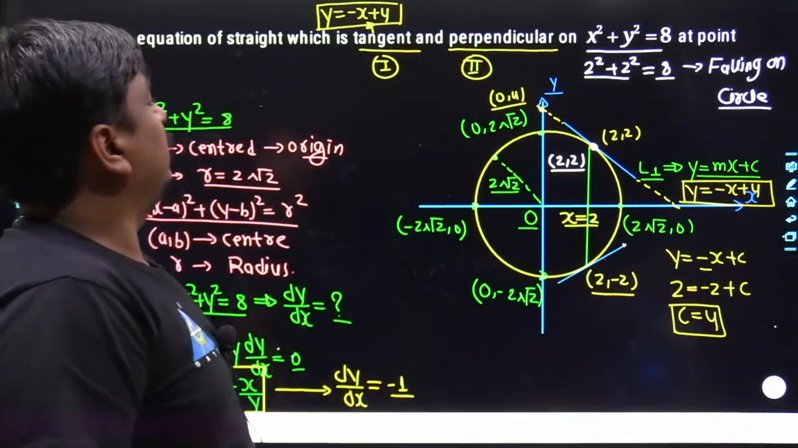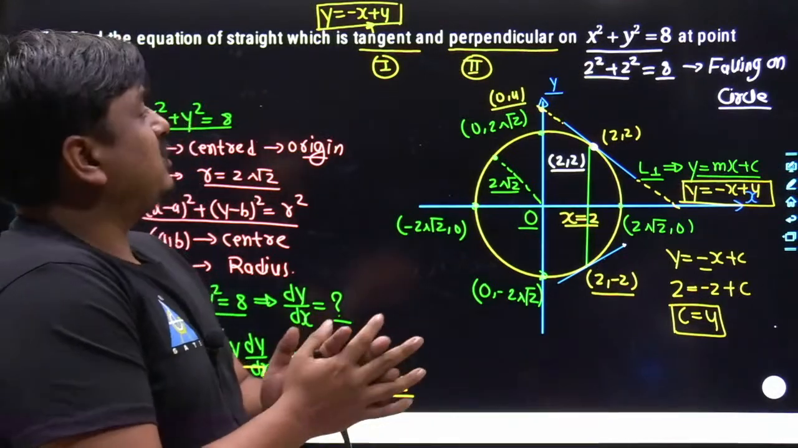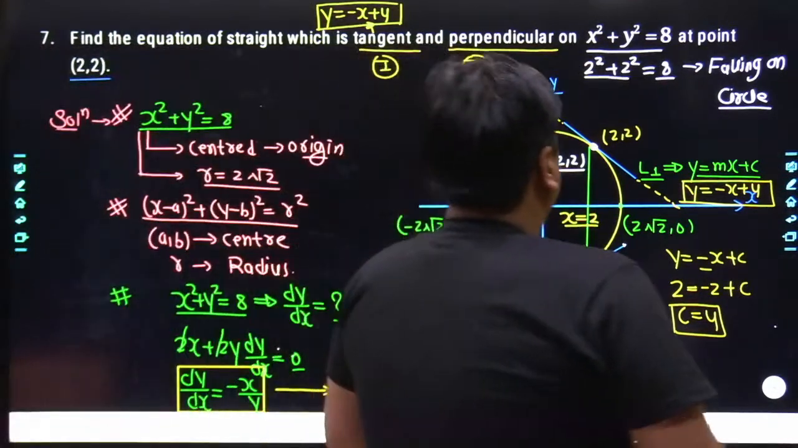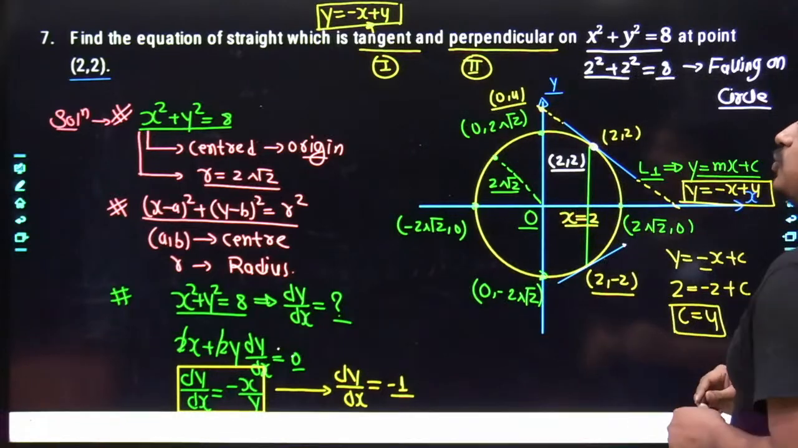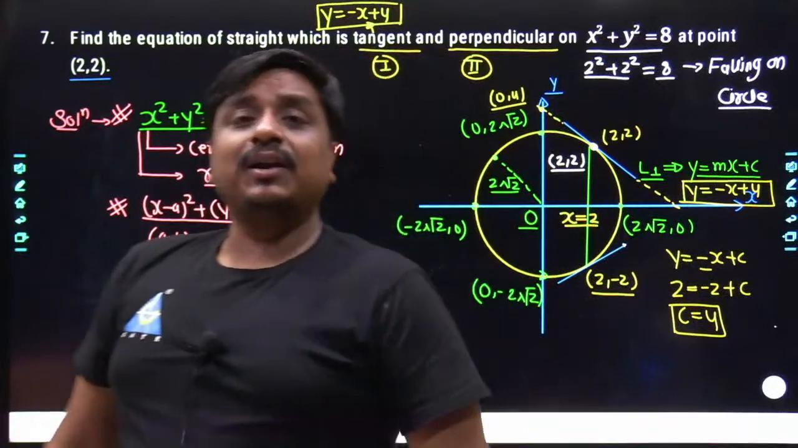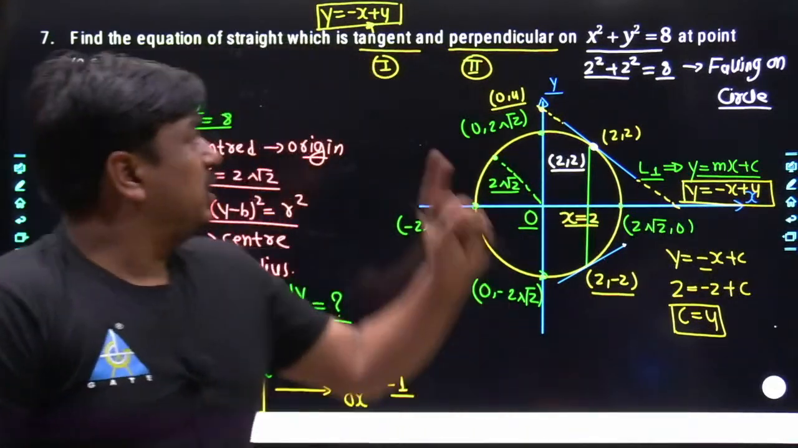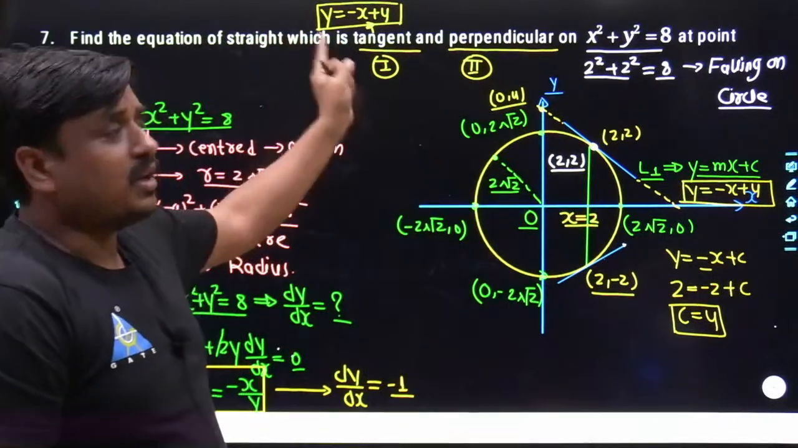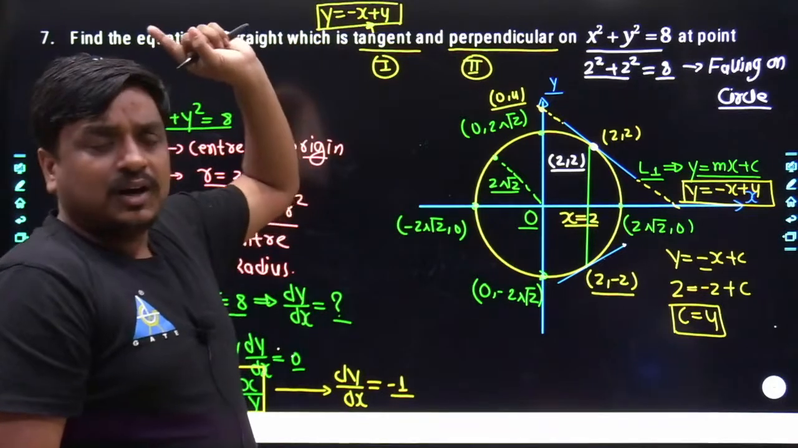You had to find the equation of the straight line which is perpendicular over the straight line, and obviously the point is 2, 2. Tell me, what would be the best answer? The students who have been attending my class since the first day would definitely be able to tell the perfect answer. What would be the perpendicular at the point 2, 2?